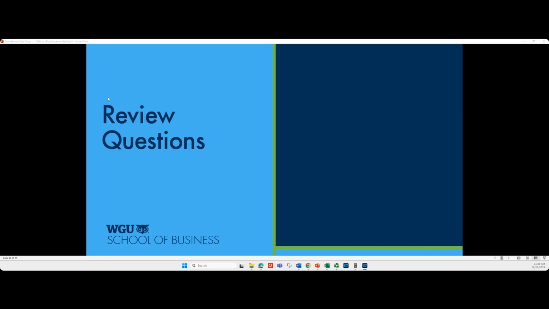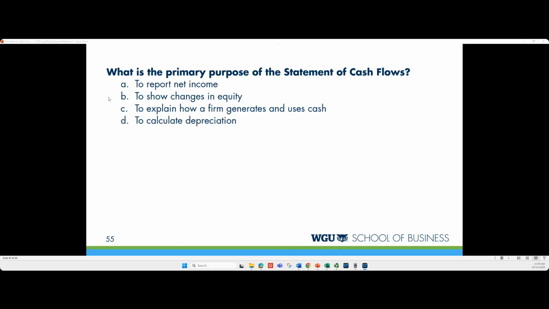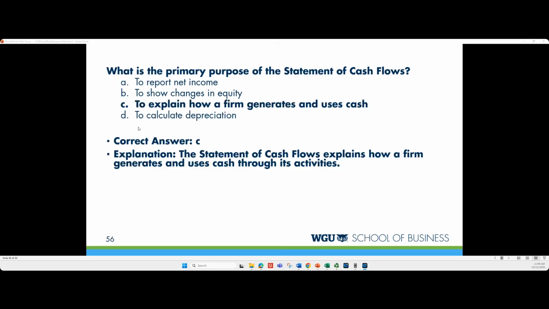Okay, so with this in mind, let's do some review questions. Okay, so the first question: what is the primary purpose of the statement of cash flows? And you can just type your response there in the chat if you want. You don't have to. Let's see, consensus says C, and that is the correct answer. Cash flow statement explains how a firm generates and uses cash through its activities.